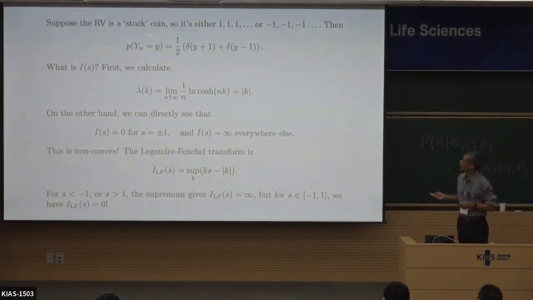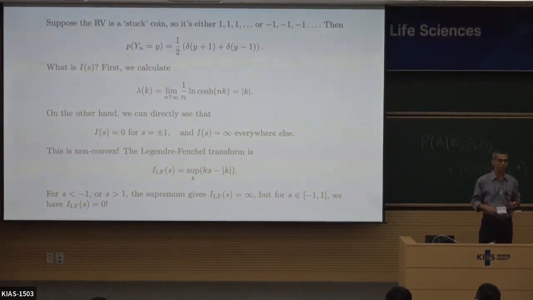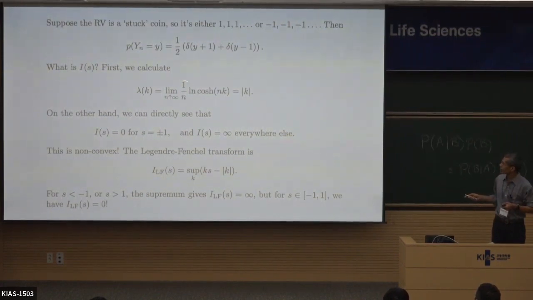Okay, we can calculate the cumulant quite easily. You get e to the ky at y equals minus 1, and you get e to the ky at y equals plus 1. And they both have a factor of a half in front, right? So this cumulant generating function is just the limit as n goes to infinity of 1 over n, that we always put, log cosh of nk, right? One half e to the kx plus e to the minus kx is cosh of kx. So log cosh nk, 1 over n, as n goes to infinity. What is that? That's just the absolute value function.